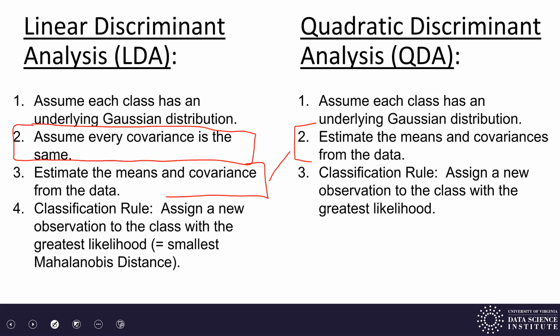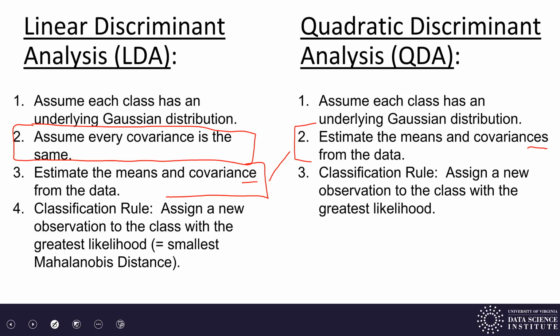The only difference here is that in QDA, we have to estimate the covariance of each class, whereas in LDA, we're just estimating one covariance. That makes a difference if you don't have a lot of data. If you don't have a lot of data, it's easier to estimate one covariance when you're doing LDA, versus QDA, where you have to estimate multiple covariances. You can get bad estimates for your covariances if you don't have sufficient data.